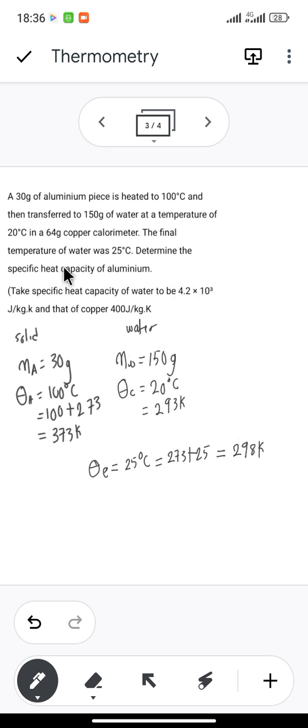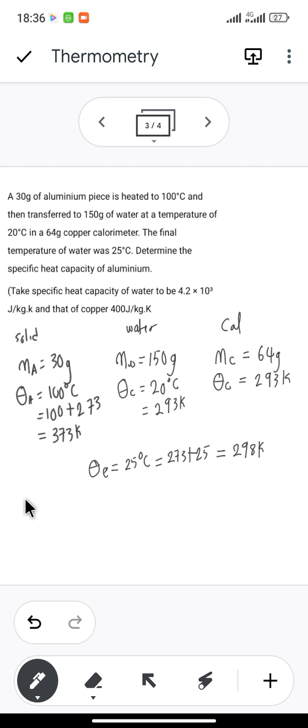And then it says determine the specific heat capacity of the aluminium. Now they didn't mention anything about the calorimeter. Okay, they said in a 64 gram copper calorimeter. Yes, so the calorimeter has a mass. The mass of the calorimeter is 64 gram. And I said something earlier. I said that both the water and the calorimeter will share the same temperature. You understand? So this is 293 Kelvin. So if you can successfully bring out your parameters in this format, you'll be able to tackle the question.